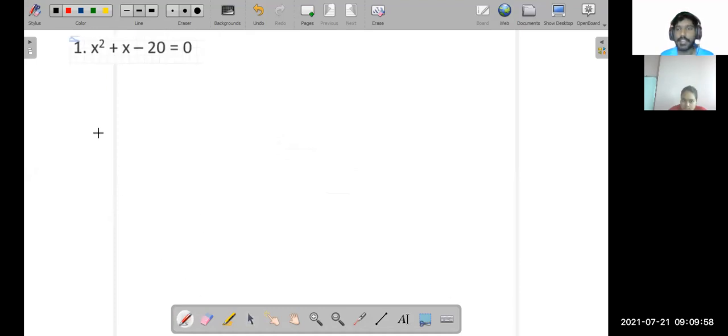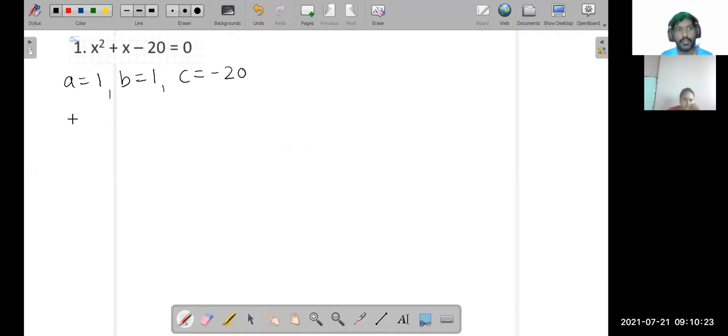So let's find out the coefficients. A is 1, b is also 1, and c is minus 20. Okay. Now note one thing: the completing the square method you can use only when the coefficient of the x squared term is 1. So here the coefficient of x squared is 1, so we can use this method.